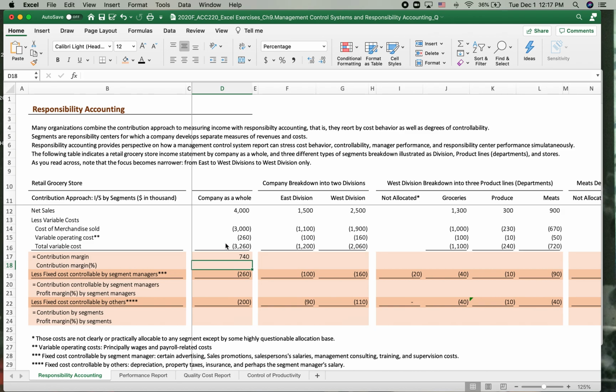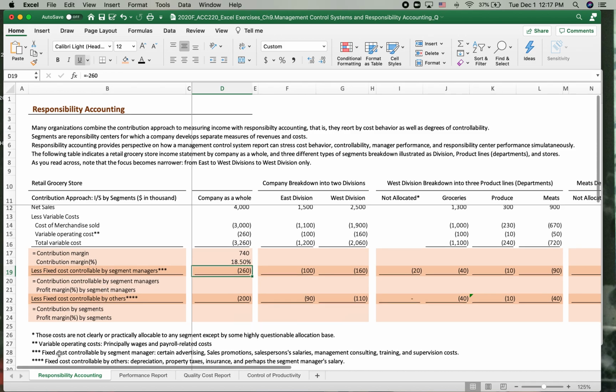And then how to get the contribution margin percentage? The contribution margin percentage can be calculated, right, as this contribution margin over net sales. So 18.5% is the contribution margin. And then out of the total fixed cost, 260 and 460, only 260 is controllable by segment managers.